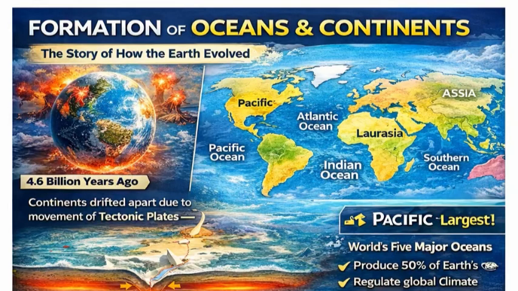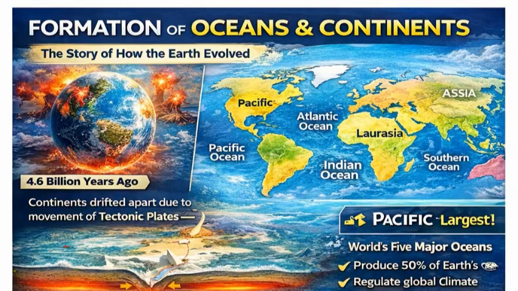Then the Atlantic Ocean, the second largest ocean, located between the Americas and Europe and Africa. And the Indian Ocean, the third largest ocean, located mostly in the southern hemisphere. India lies to the north of this ocean, which is why it is called the Indian Ocean. The fourth one is the Southern Ocean, surrounding the continent of Antarctica. Then there is the Arctic Ocean, the smallest and the shallowest ocean, located around the North Pole.